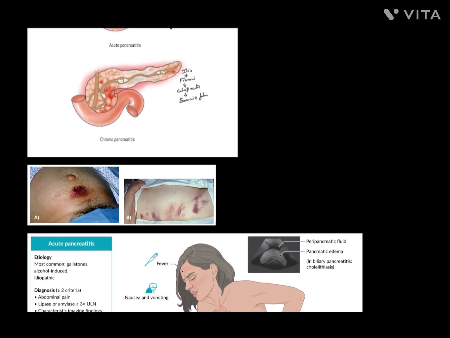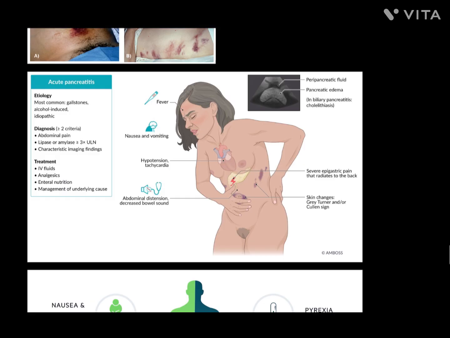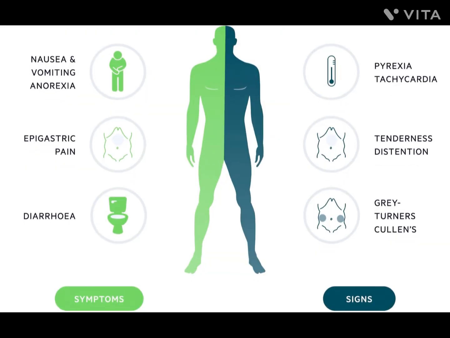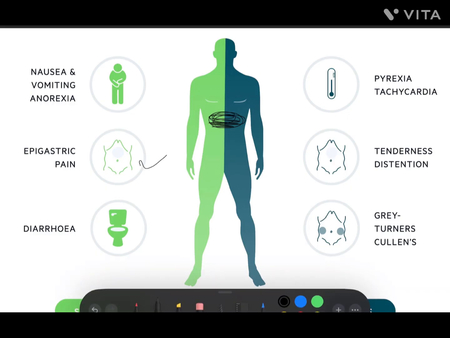Next we can see some clinical features of pancreatitis. The classic symptoms are that the patient will get epigastric pain, which radiates to the back, and whenever the patient leans forward, the patient gets a little relief. Okay. Some other symptoms we can see are nausea, vomiting, anorexia, diarrhea, tenderness and abdominal distension. Okay. So, these are the things we can see. Next we have some signs.